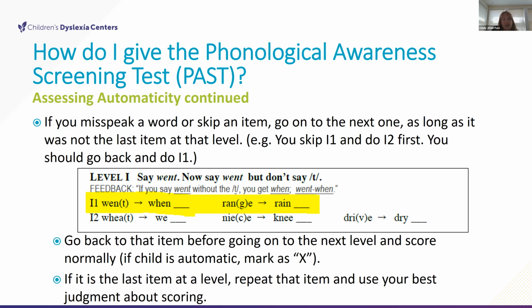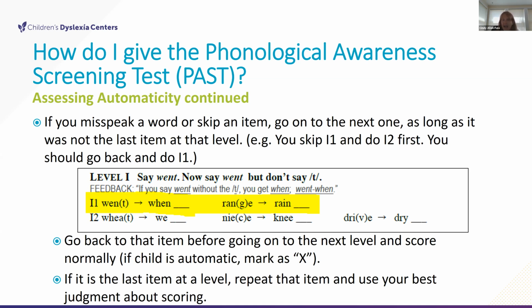So we're looking at the example here. Suppose you get to this level and you say to the child, say wheat. And the child says wheat. Now say wheat, but don't say t. And then the child says we. And you realize that you skipped I1. You want to go ahead and continue with I2. Give the child niece, give the child drive, then go back and do I1. Go back to went and do went. If the child is automatic, when you go back to I1, you're going to mark it as an X.